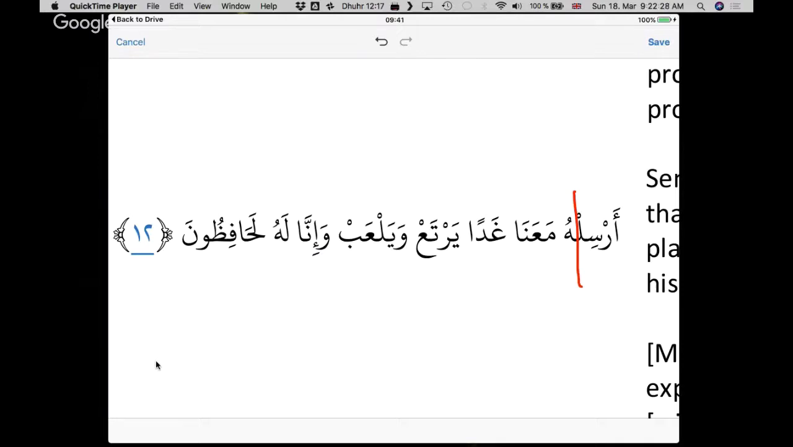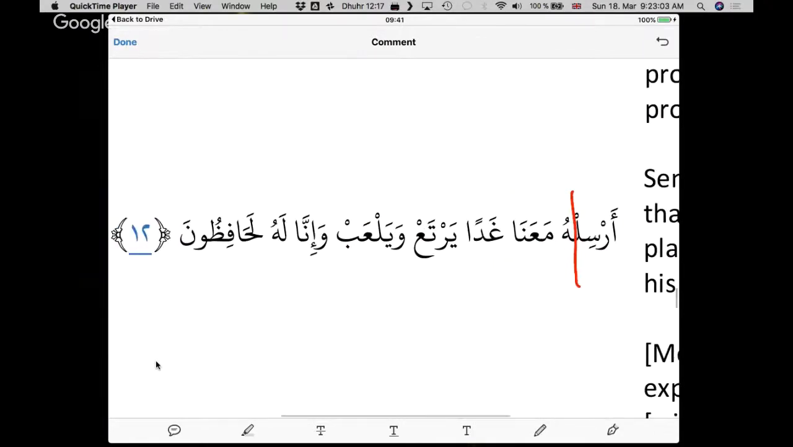Arsilhu ma'ana ghadan. This is coming from Surah Yusuf, where the brothers of Yusuf alayhi salam are convincing Hazrat Yaqub alayhi salam to send Hazrat Yusuf alayhi salam with them so they can go and play, and they are saying, we'll take care of him. So they're issuing a command, arsilhu ma'ana, send him with us. Ghadan is tomorrow. So send him with us tomorrow. This is a command up to this point, forming a condition.